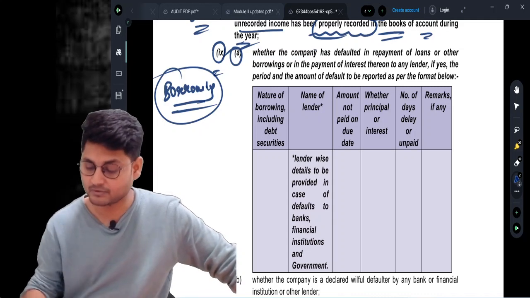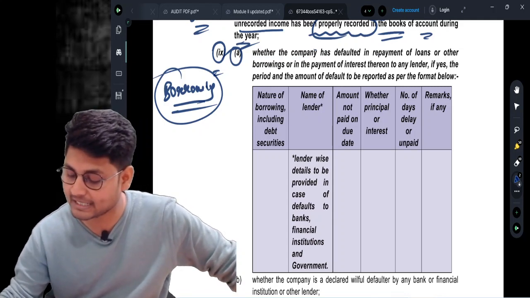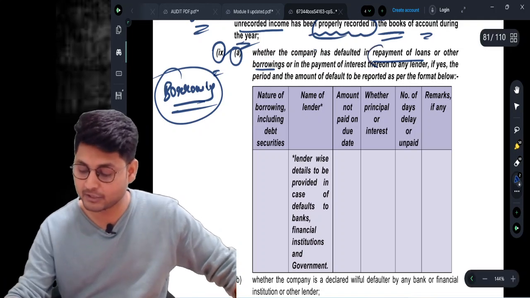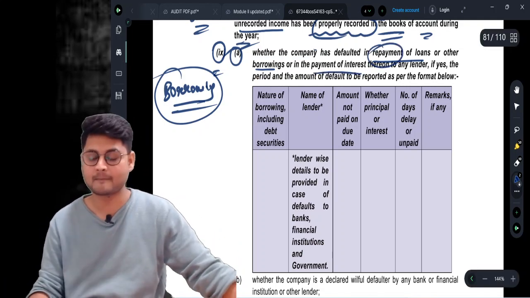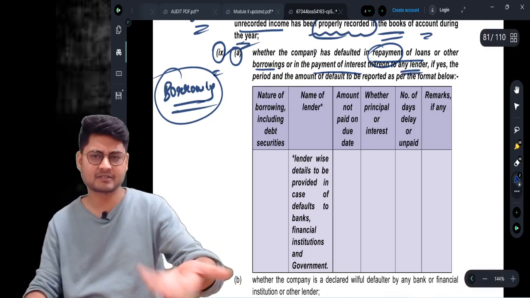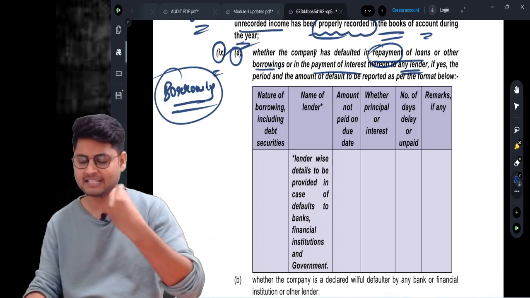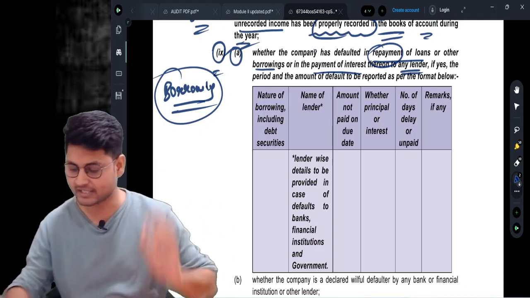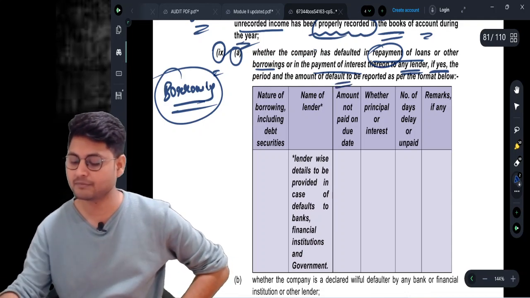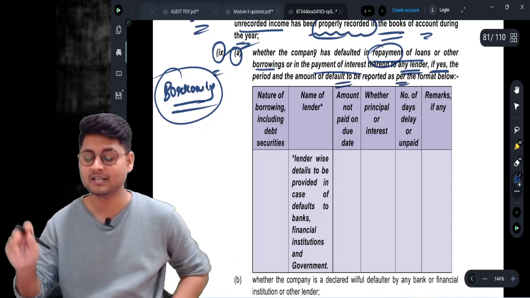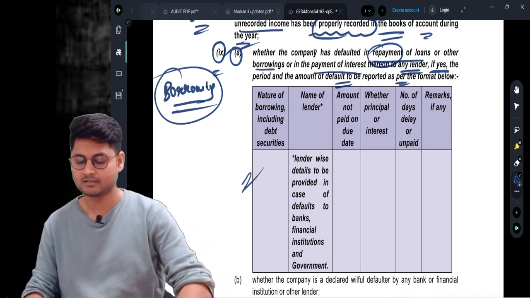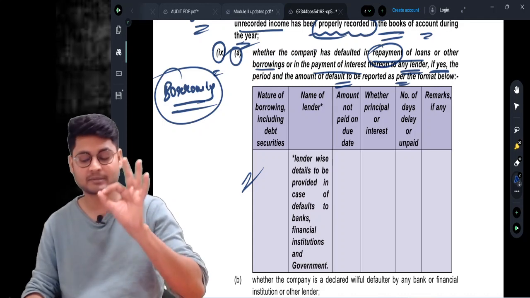A, I am now reading. Whether the company has defaulted in repayment of loans or other borrowings or in any payment of interest, repayment of principal, payment of interest, to any lender. It may be from a person or it may be from a bank or financial institution, anything. If there is any default, if yes, then the period and amount of default are to be reported as per the following format. This format you need to remember. You cannot do anything other than remembering this format.